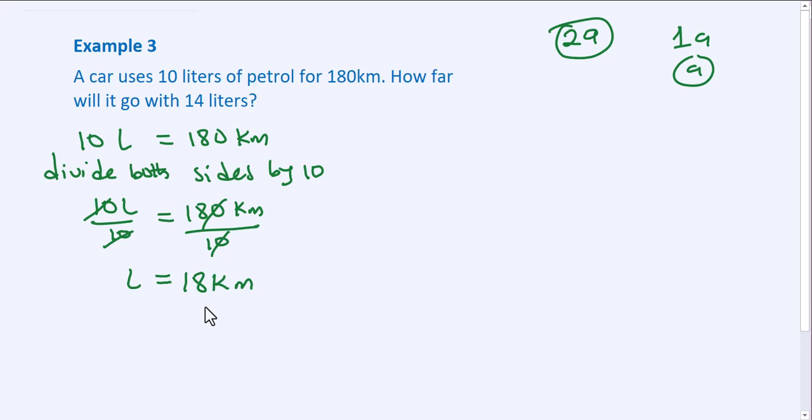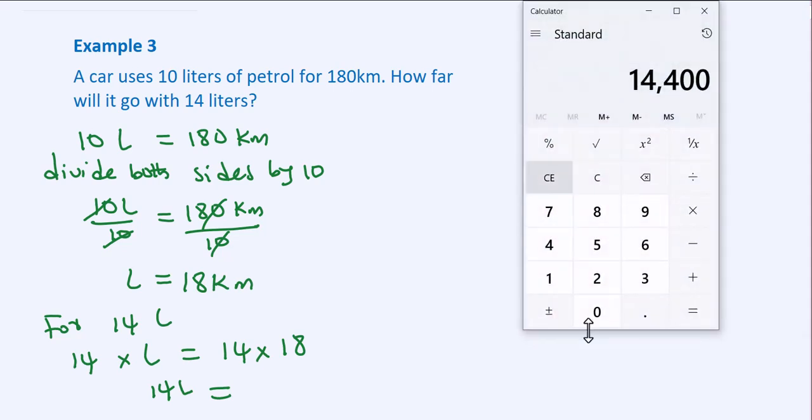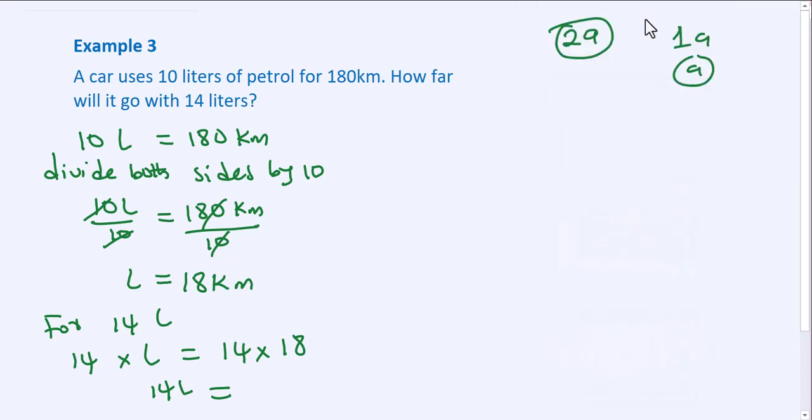So how far will it go with 14 liters? So for 14L, we have to do what? Multiply. So we can now say 14 multiplied by L is equal to 14 multiplied by 18. So we just use 14 to multiply both sides. Okay, so this becomes 14L is equal to, so let's get our on-screen calculator. 14 multiplied by 18 is equal to 252. So I have 252 kilometers. And that is just it.